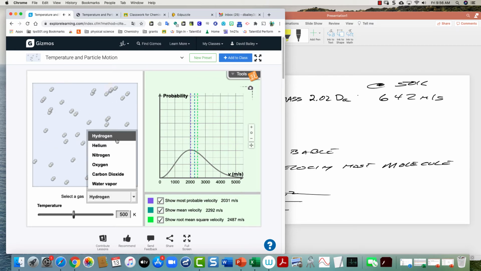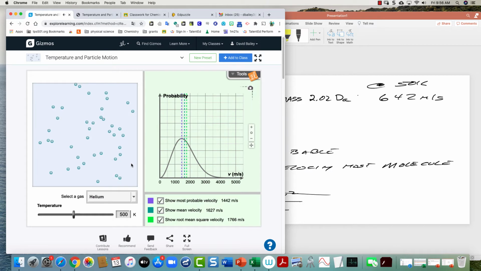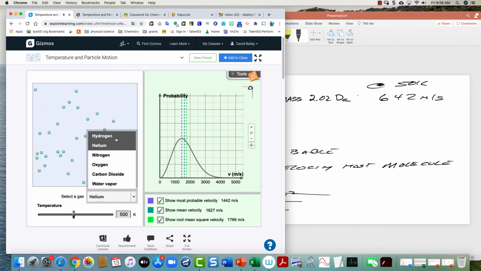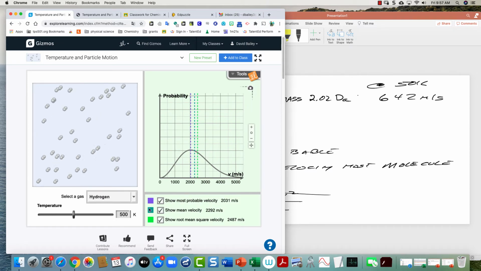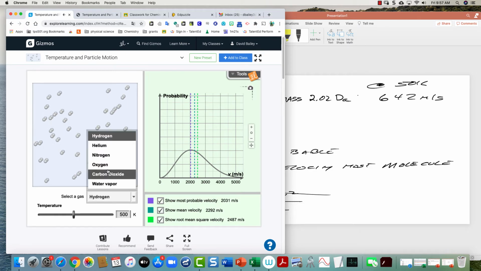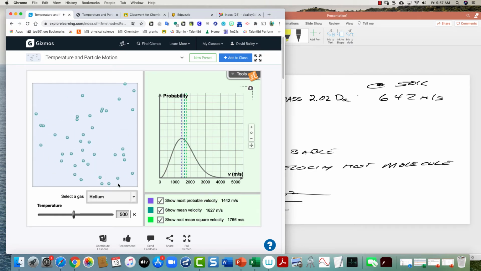Let's find this when we change to helium. Mass gets a bit higher, and it slows down a bit. So mass does have an effect on the speed. So 231 meters per second. We go to helium, which is heavier, and it's 114. We see a definite decrease.